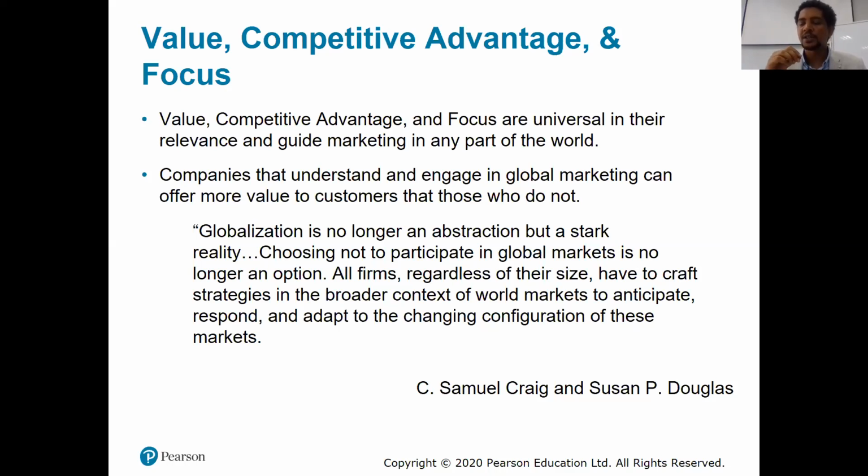So when you open a business, you have to think that you will be competing with those global brands, and you have to find ways through which you can compete and win against these global brands, okay? So choosing not to participate in global markets is no longer an option, okay? All firms, regardless of their size, have to craft strategies in the broader context of the world market to anticipate, to respond, and adapt to the changing configuration of these markets. So once you are involved in global marketing, then it's necessary that you follow what these markets are doing, and you have to cope with this market so that you can survive and you can win, okay?